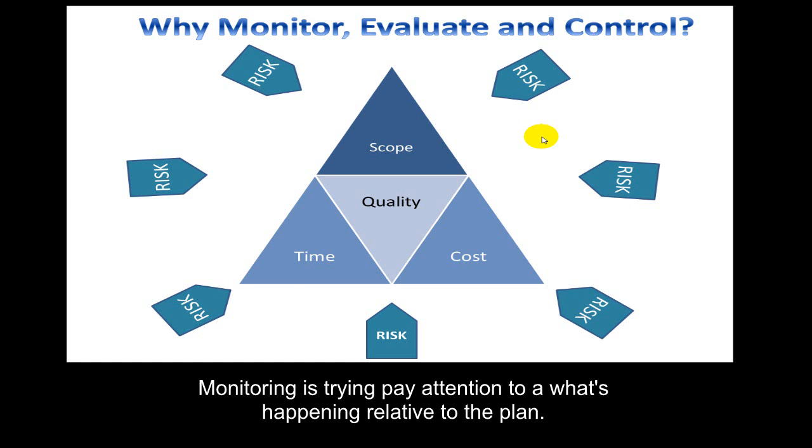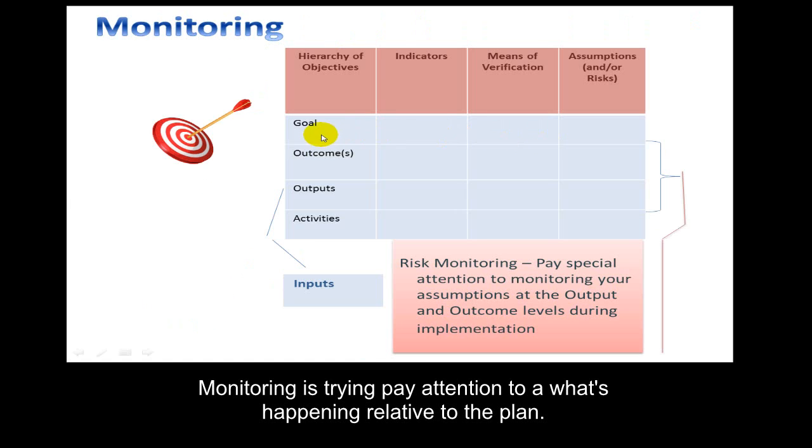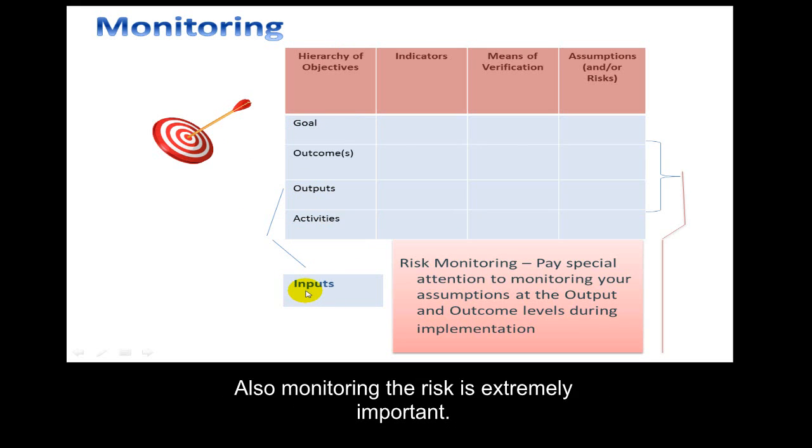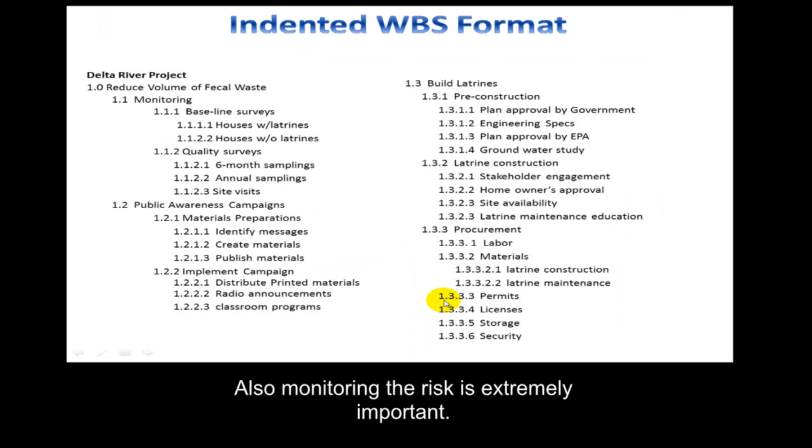They're constraining the implementation and threatening what's being done. So monitoring is really trying to pay attention to what's happening relative to the plan, and it's especially important at the lower level of the log frame hierarchy of objectives, at the output and the activities and of course the inputs. And then also monitoring the risk is extremely important.